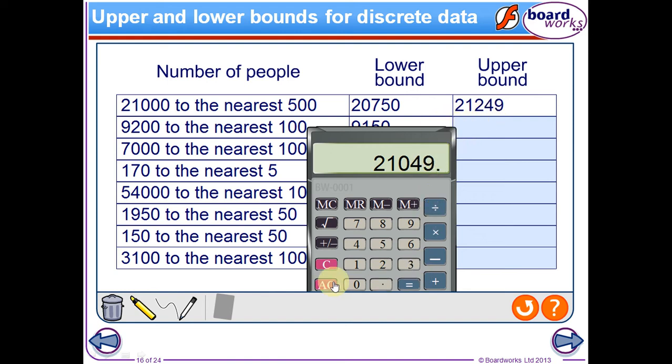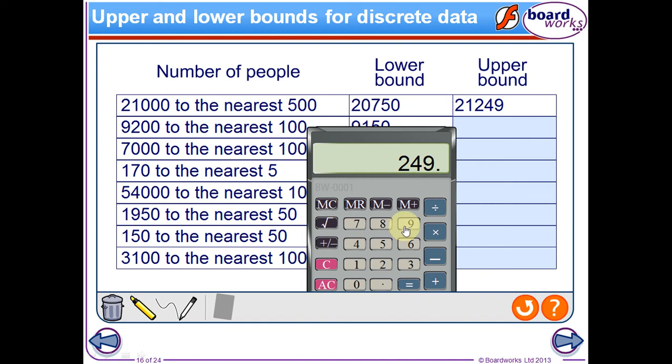What did I do there? Let me just check again. So 21,000, three zeros, then plus, not 49, because this is 500. 500 over 2 is 250, so 1 less than 250 is 249.